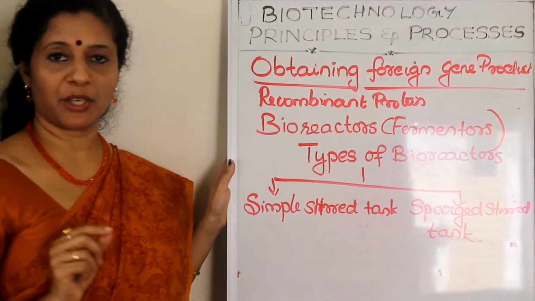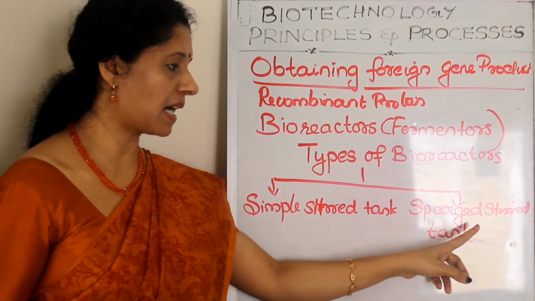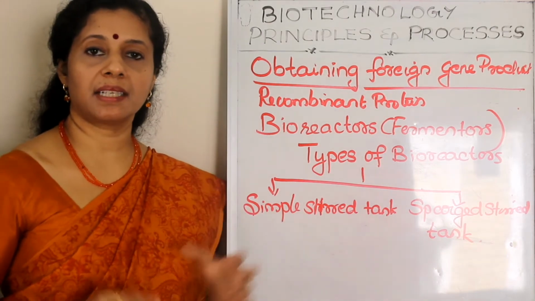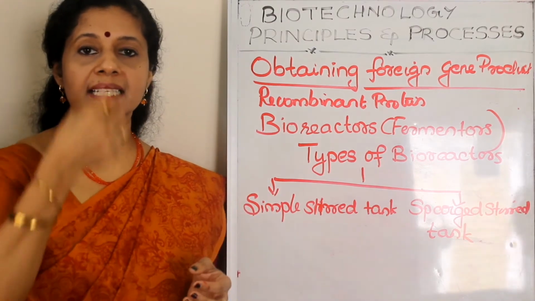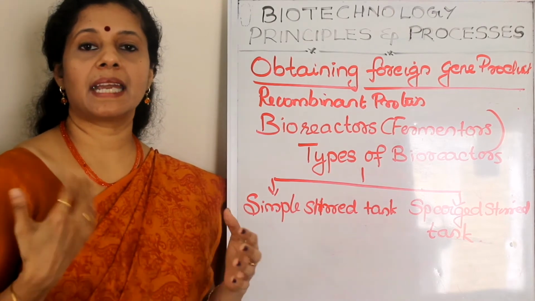There are 2 types of bioreactors used. One is the simple stirred tank bioreactor and the other is the sparged stirred tank bioreactor. In the simple stirred tank bioreactor, it is a reactor with a curved base for even mixing, and there is a stirrer in the middle which will agitate the mixture so that aeration is proper.